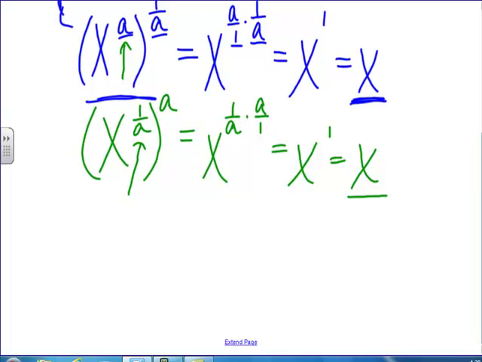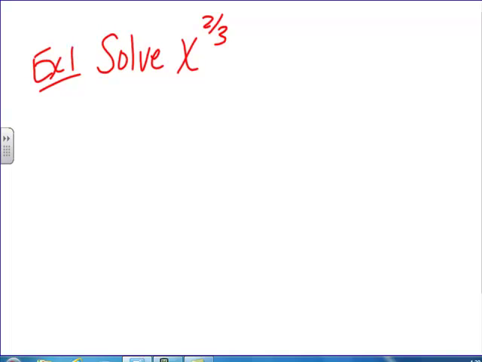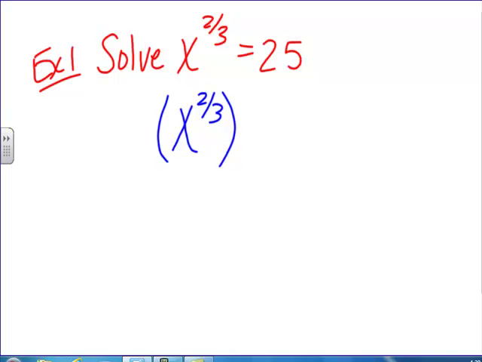So let's try applying this to a couple examples. So here's the first example. If we are asked to solve x to the 2/3 equal to 25. When we see that 2/3, one way to get this to actually just say x would be to say, well, I'm going to take that x to the 2/3 and I'm going to raise that to the 3/2.